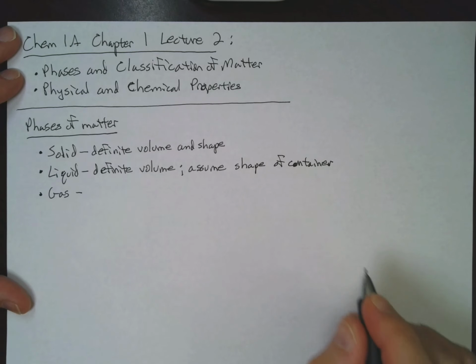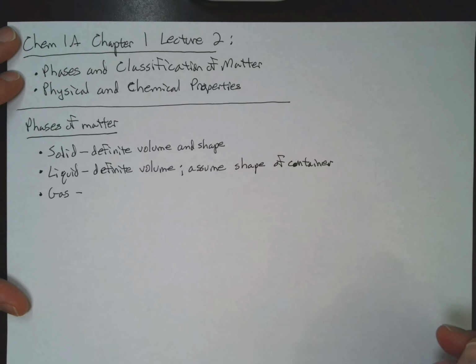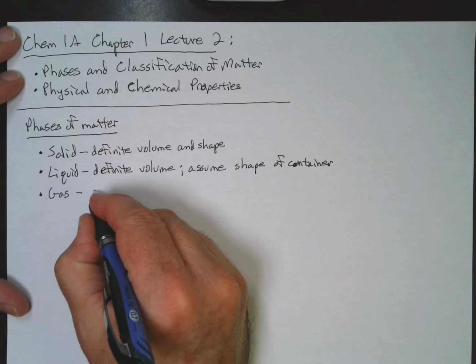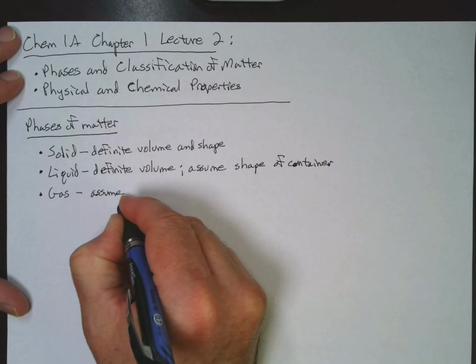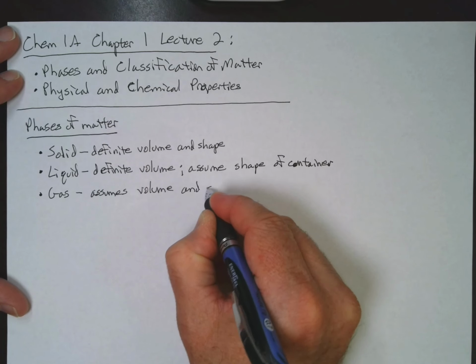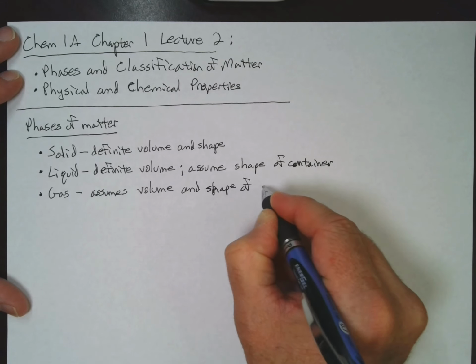A gas, which is the last of our three normally encountered phases of matter, does not have a definite volume. So it assumes the volume and shape of the container.